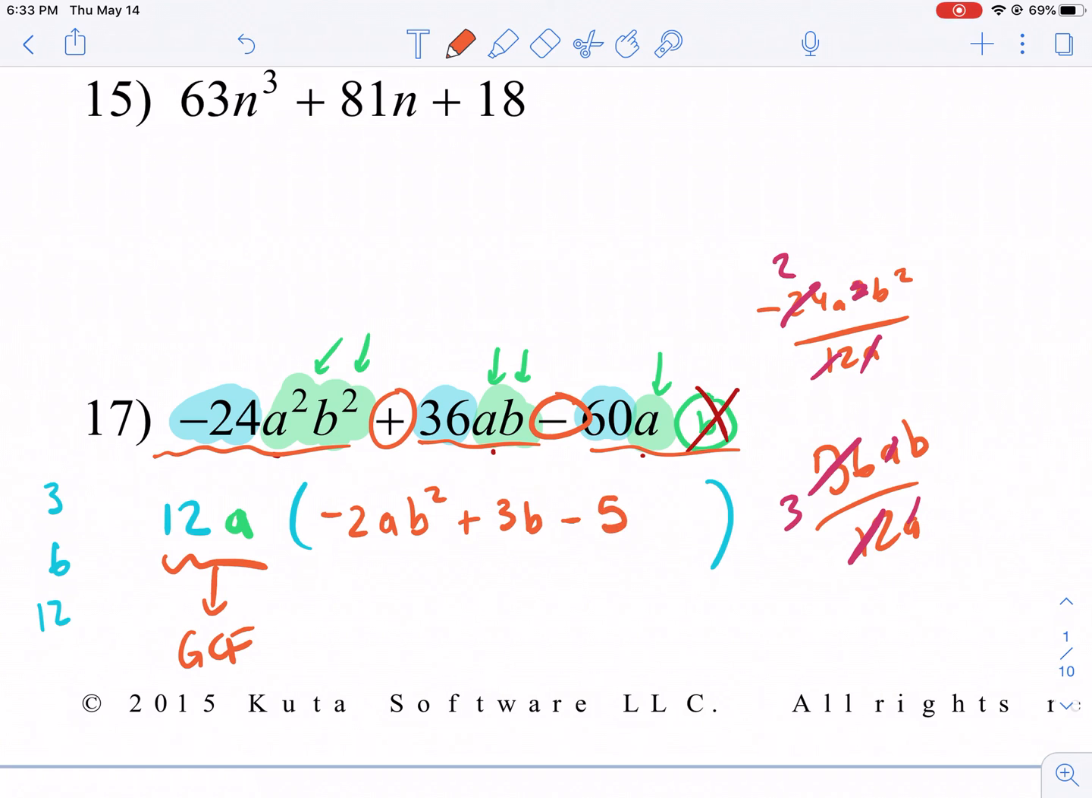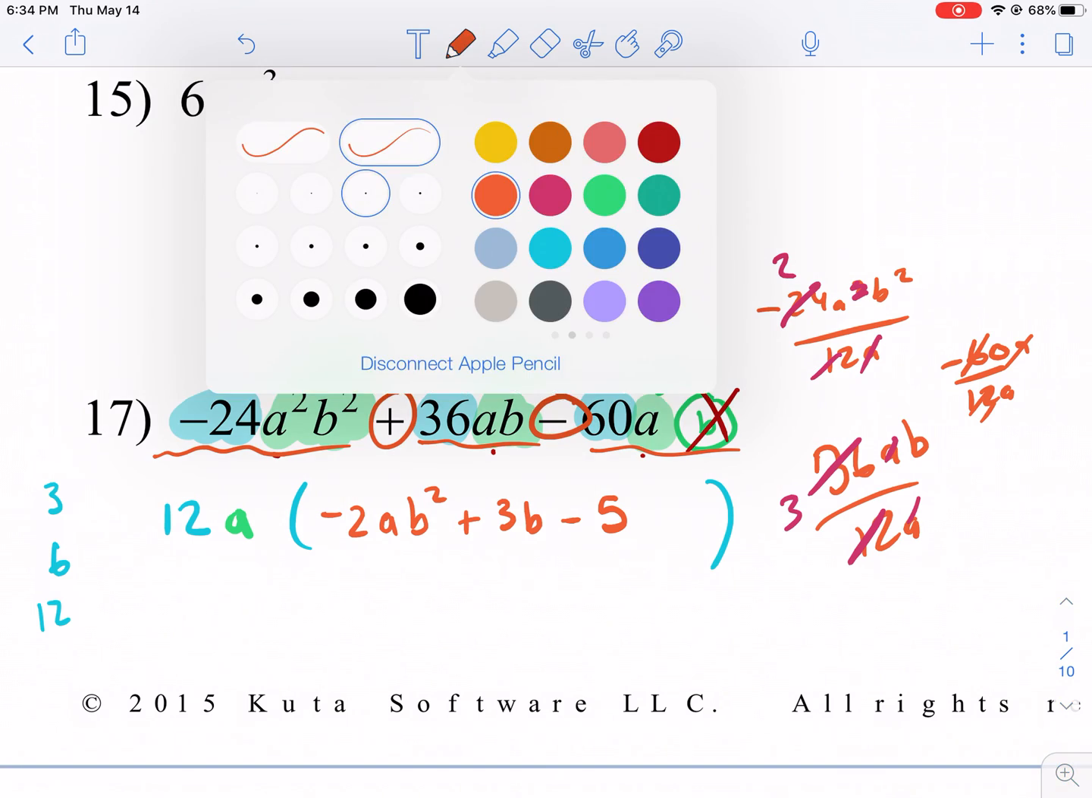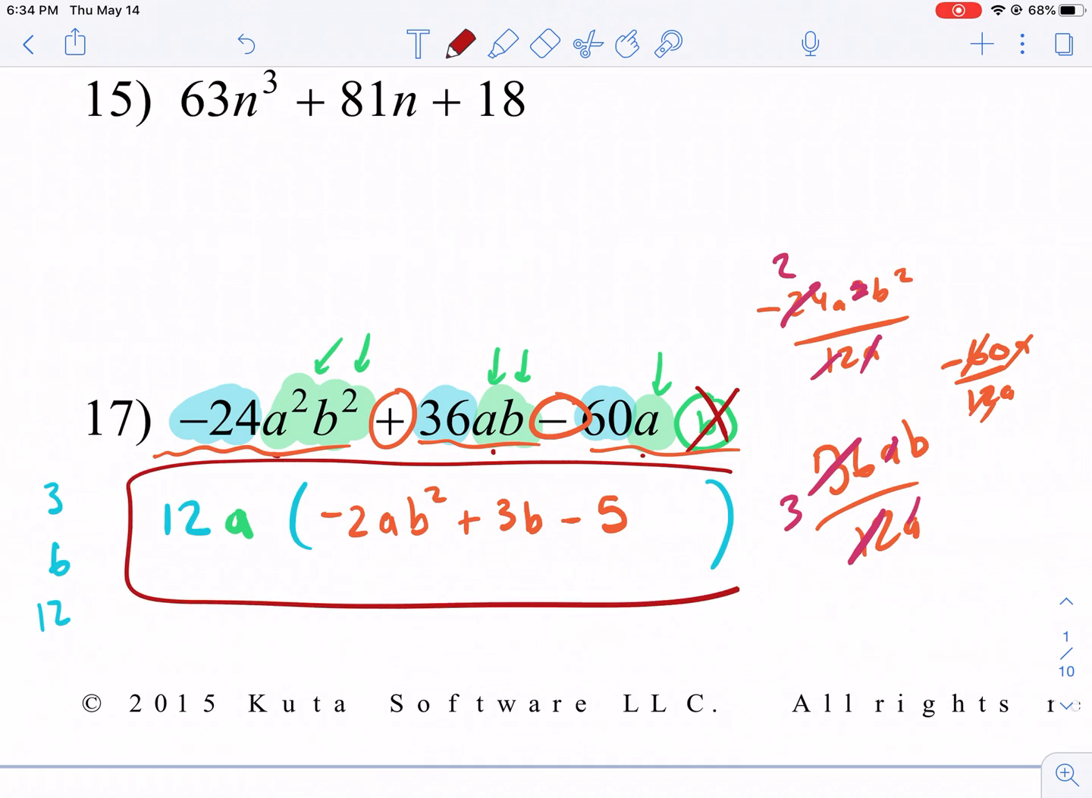And then I factor out an a, so if I do negative 60 over 12a, again, that gives me 5. I forgot the a. The a's will cancel also, so we're just left with negative 5. Check to see if it's written in standard form, descending order. It is, and this will be our final answer.